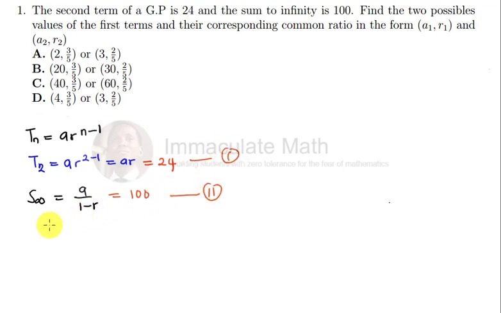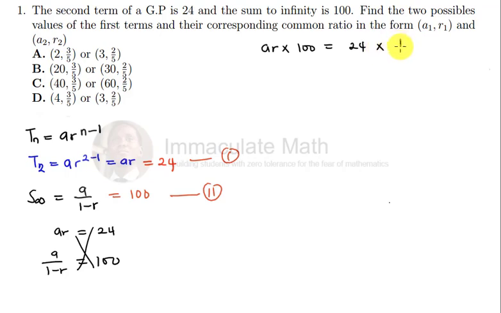So let me write the two equations out so that we can solve them directly. We have ar equals 24, and a over 1 minus r equals 100. If I cross multiply directly, I'm going to have ar multiplied by 100 equals 24 multiplied by a over 1 minus r. Of course, it is clear that a will cancel a.